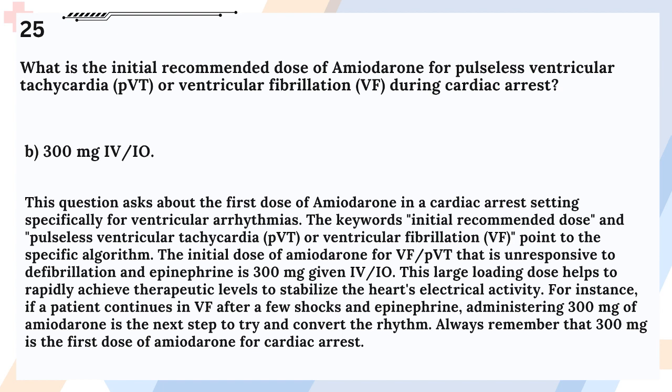For instance, if a patient continues in VF after a few shocks and epinephrine, administering 300 mg of amiodarone is the next step to try and convert the rhythm. Always remember that 300 mg is the first dose of amiodarone for cardiac arrest.